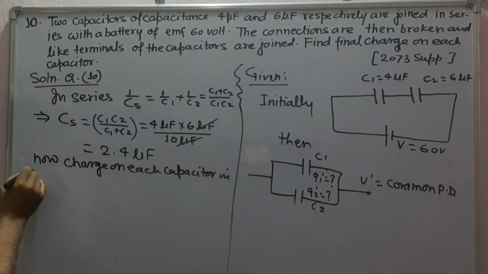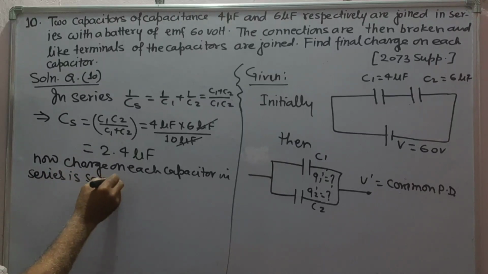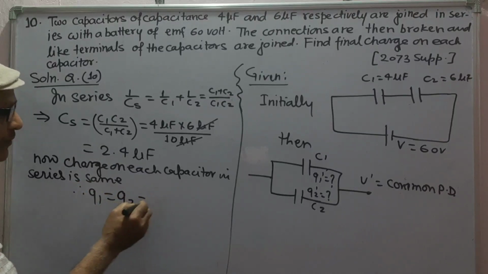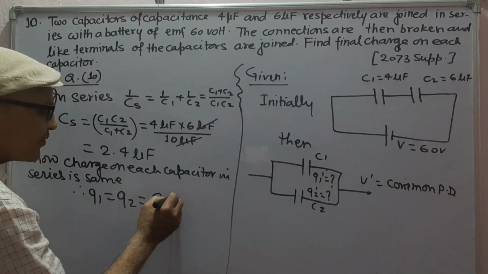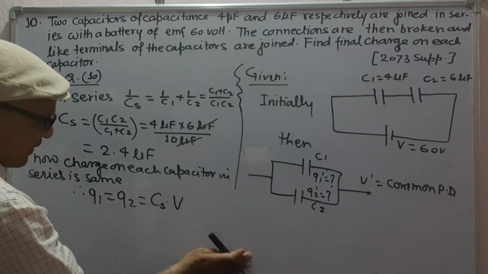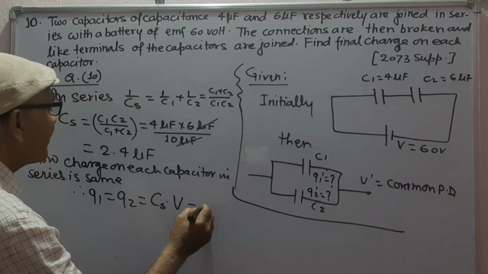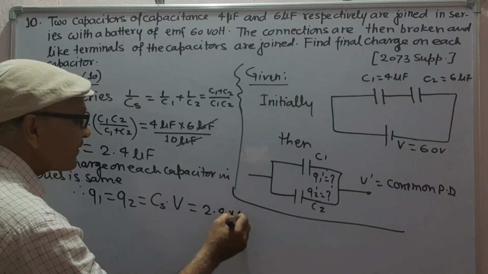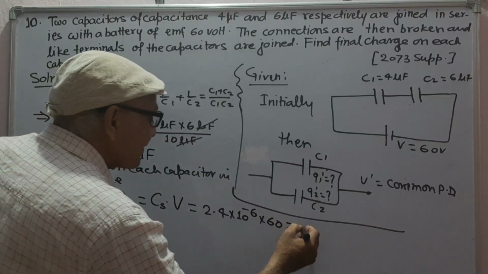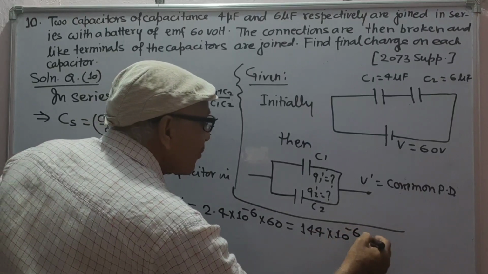In series the charge is same, therefore Q1 will be equal to Q2 is equal to C series into V. Q is equal to CV. C series is 2.4 into 10 to minus 6 and V is 60. So we get 144 into 10 to minus 6 coulomb.